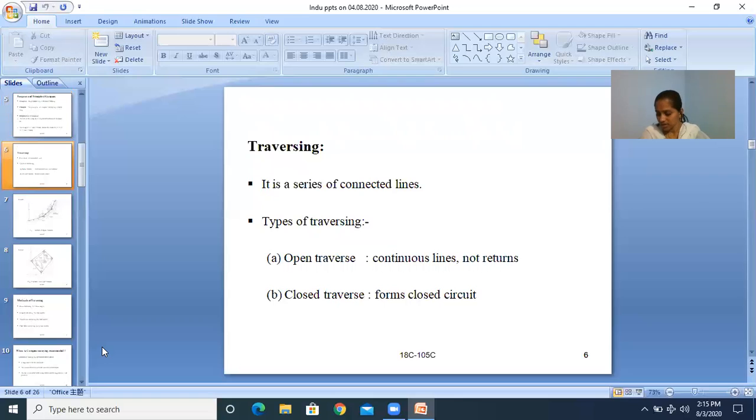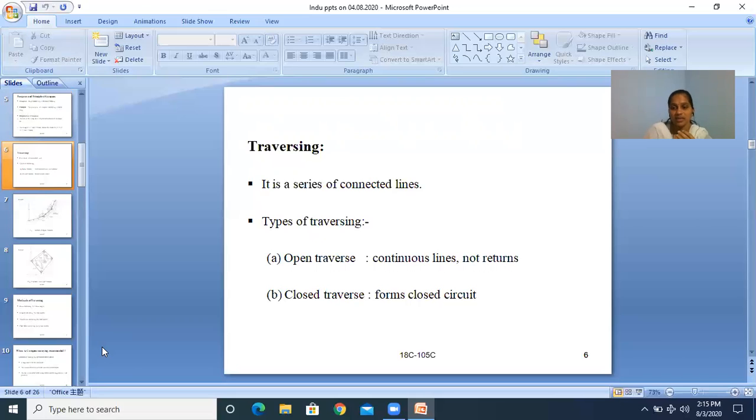Just now I said the principle of compass surveying is traversing. Then what do you mean by traversing? Traversing means a series of connected lines. And there are two types of traversing. One is open traversing and the second one is closed traversing. Open traversing means continuous lines, not a return back.